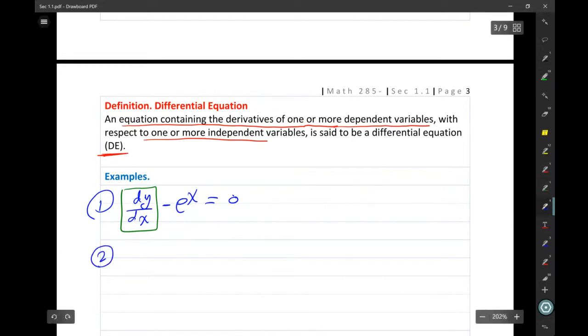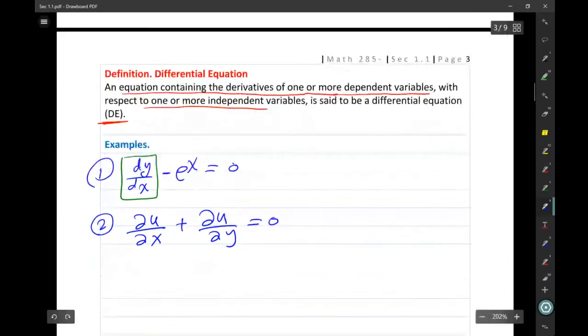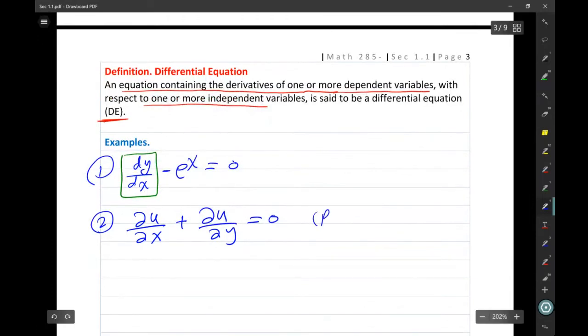Also, if we say that d square u by dx square plus d square u by dy square is equal to zero, this is a differential equation, but here I have partial derivatives. So that is called a partial differential equation because it has partial derivatives. Here, the function u is a function of two variables, u of x, y.